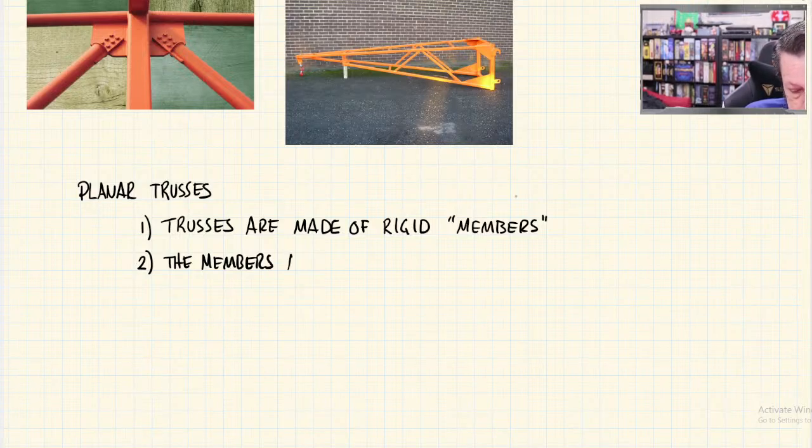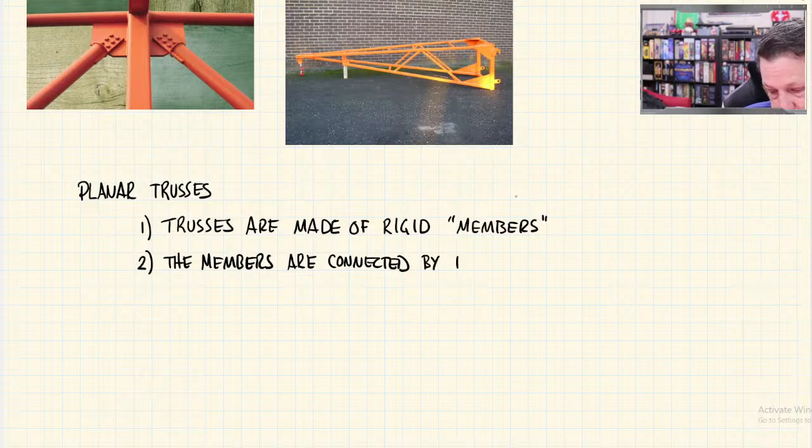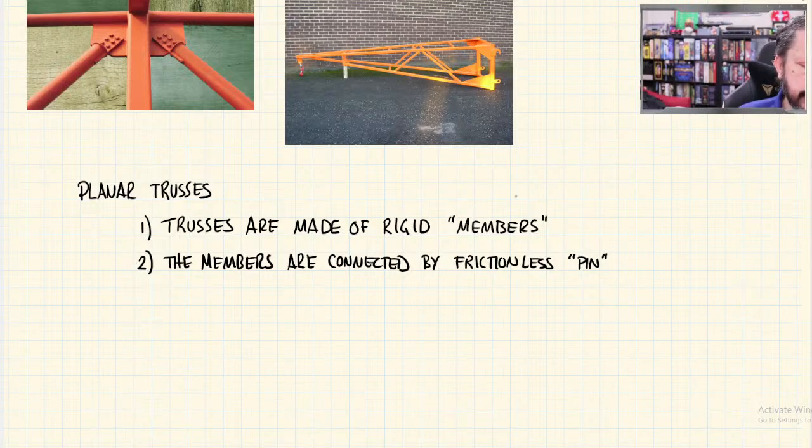are all connected together. And remember, these are assumptions. Real world might look different, but these are our assumptions. The members are connected by frictionless pins. And I'm going to put pins in quotes because that's an important term. I guess it would be plural though in our setting here. Pins. And we're going to call those connections joints.